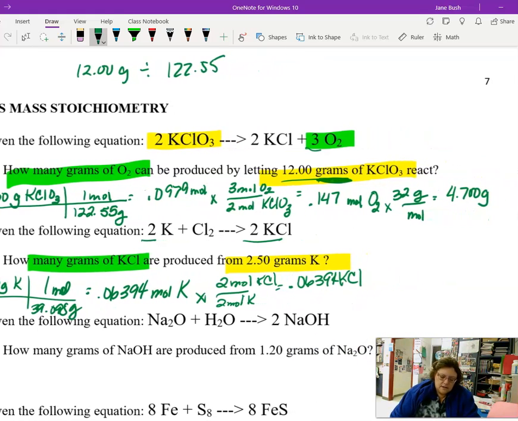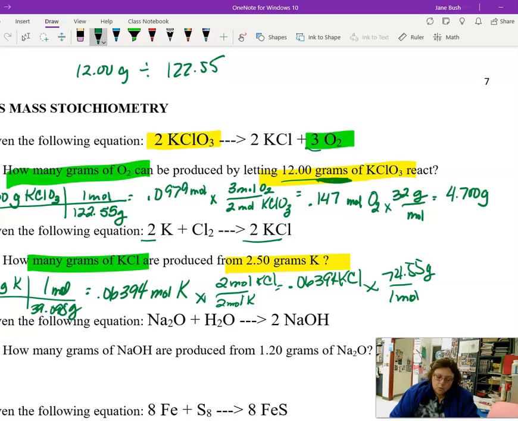Now we need to get off the bridge. So to get off the bridge, we have to multiply by the molar mass of KCl, which is 74.55 grams in 1 mole. And when we do that math, we get 4.77 grams.